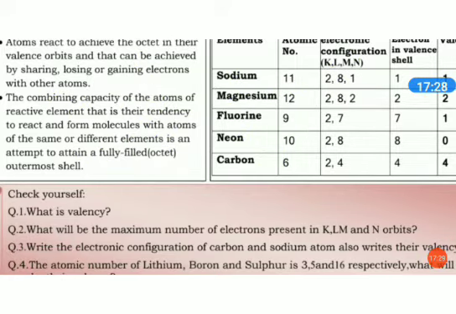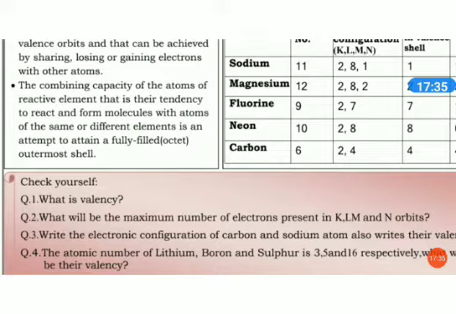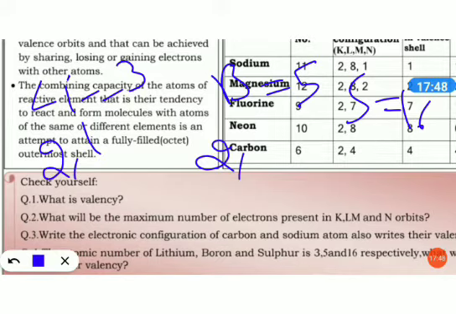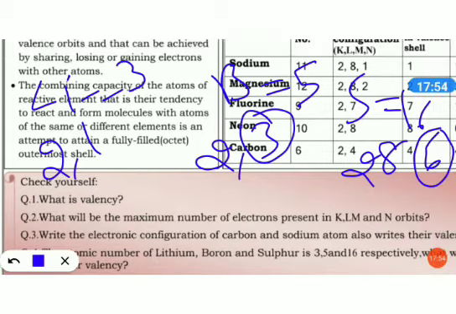Next, what will be the valency of lithium, boron and sulfur? Atomic number of lithium is 3, boron is 5 and sulfur is 16. Configurations are 2,1, 2,3 and 2,8,6. So outermost shells have 1, 3 and 6 electrons. So the valency will be 1, 3 and 2.